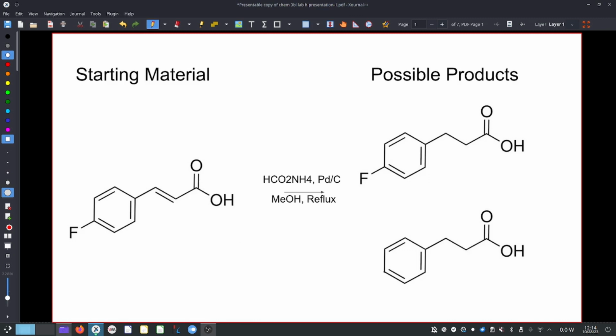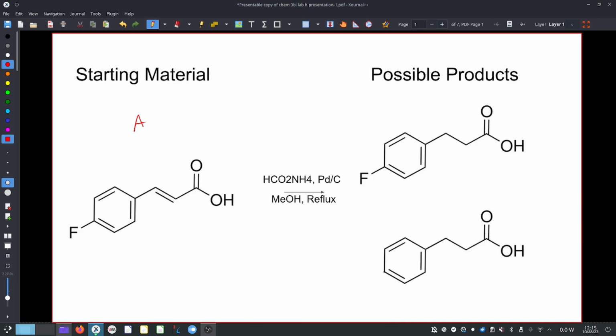So the purpose of this lab was to look at various reactants. This is reactant A from the lab, and then you would try to do the experiment, and then using NMR and mass spectrometry, we would try to analyze which possible products we got.